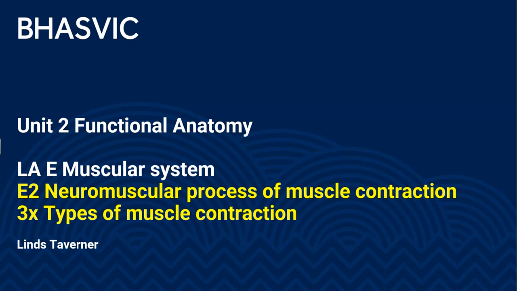Hello guys, this video is for Unit 2 Functional Anatomy. We are looking at topics related to the muscular system, and in particular we are looking at the three types of muscle contraction that you're required to know. And you could be asked short answer questions on this, but this is also an essential part of your question 12 application when you do the movement analysis.